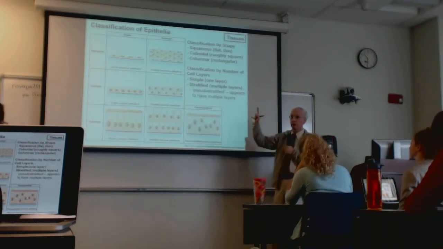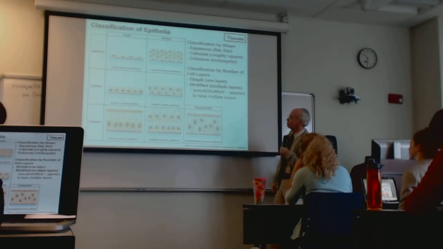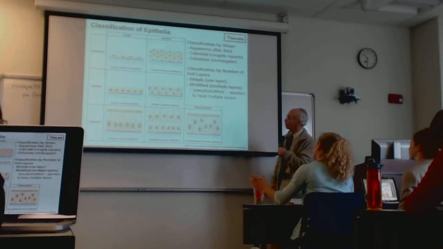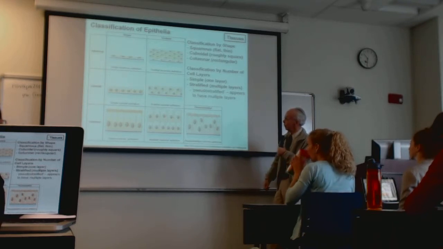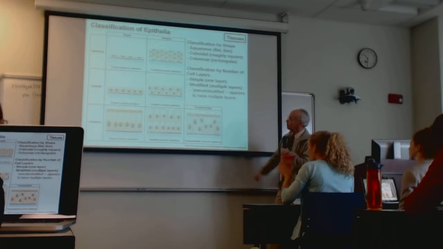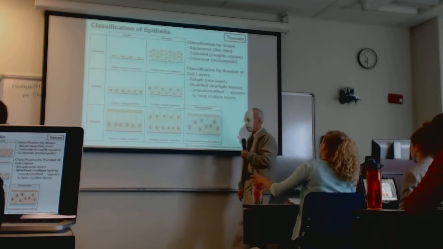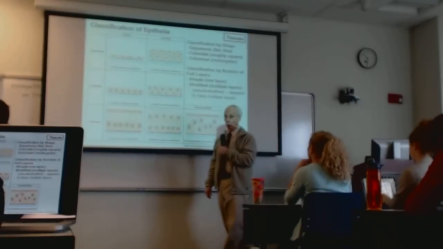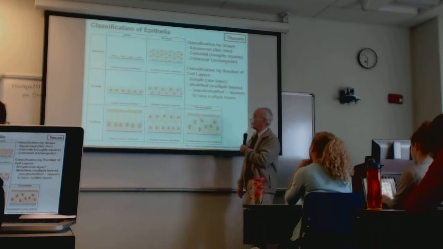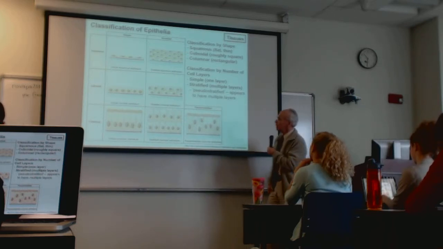Squamous is a flat shape, cuboidal is a squarish shape, and then you can see the elongated shape of the columnar epithelium. Similarly, we say that epithelia is either simple or stratified. If it's simple, there's only one layer. If it's stratified, the epithelial cells are stacked. Now, some of these are much more common. You see all the possible variations here. Squamous epithelium, for example, can be simple, or it can be stratified. Both are very common. We'll look at examples of that.